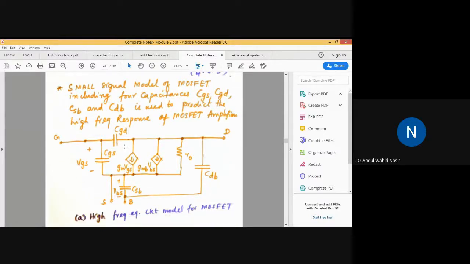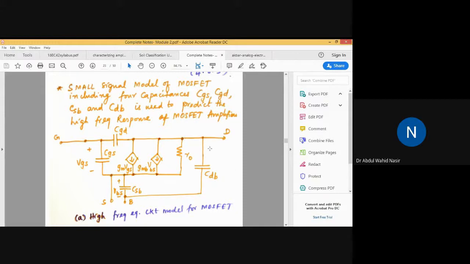And the current gm into vgs is the same thing from the earlier model. Now again, one capacitance was there, CSB. That is between the source and body. This is the source terminal, and this is the body terminal of the MOSFET. So this is what we have connected between source and body.